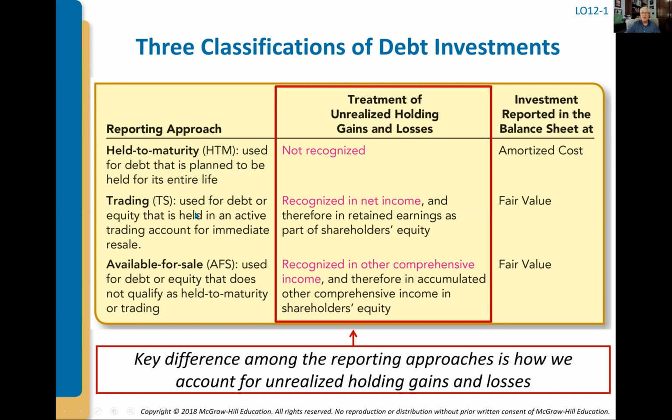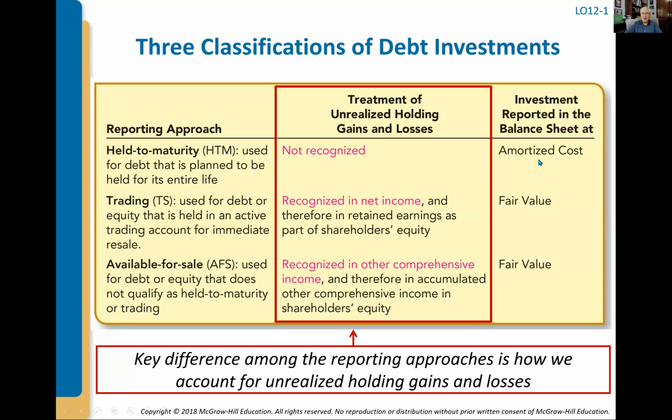Or are they trading securities? We're like a bank. We're in the business of buying and selling debt securities all the time. Or are they somewhere in between? They're not really completely held to maturity, but we're not trading all the time. We call these available for sale securities. You see these more in banks. Usually when you get into companies, you're going to be either held to maturity or trading, most likely.